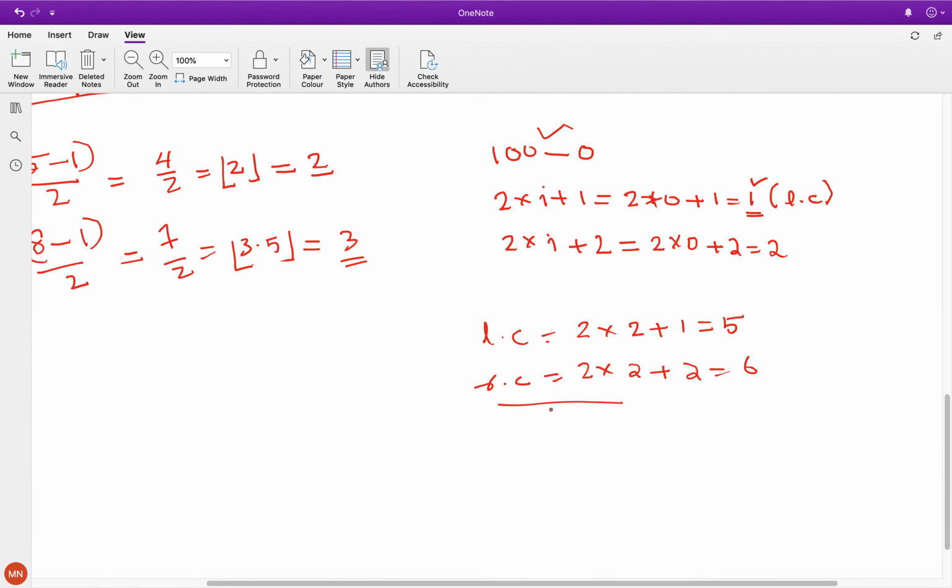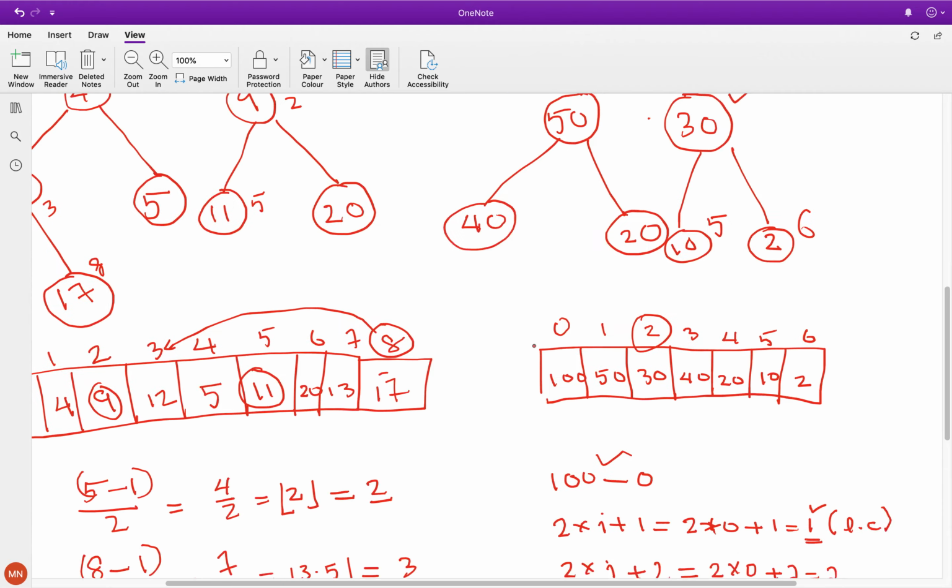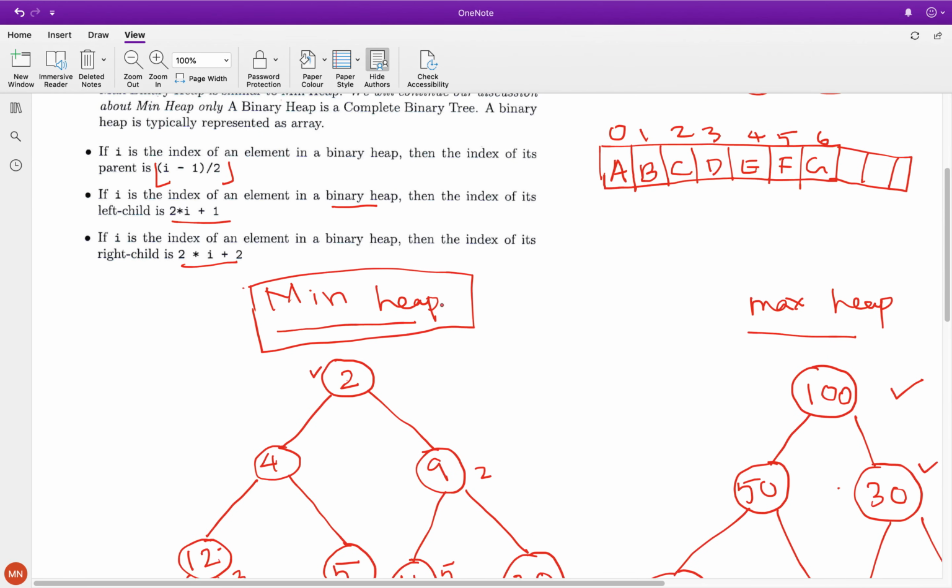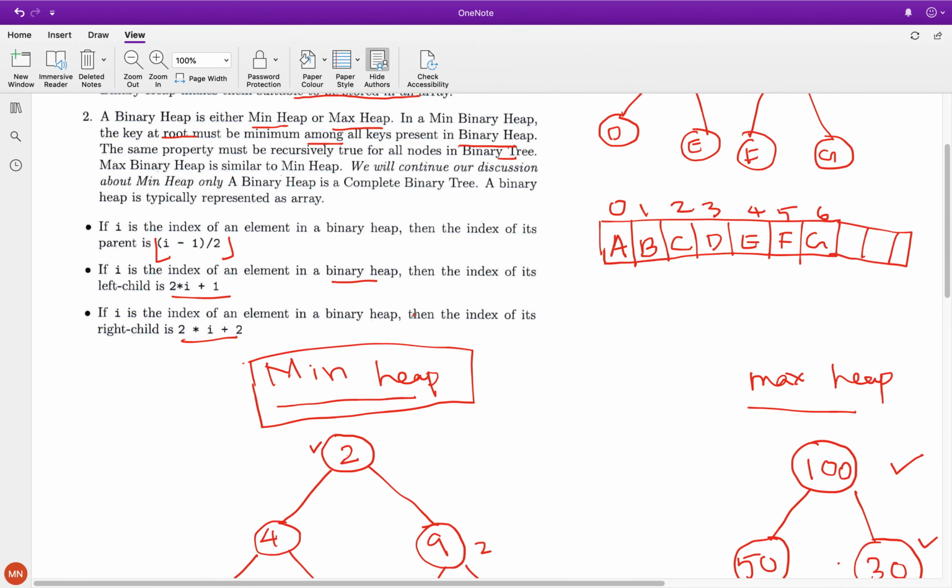So these are a few important properties of a binary heap, and we will be focusing our discussion only on min heap from this point onwards.